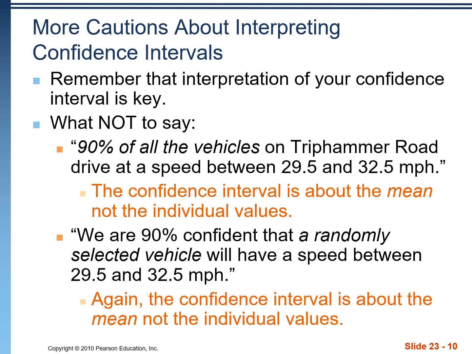Now that last sentence is the most important part, and I want to make sure that we have clear as to what we're not supposed to write. So we're not supposed to write something like 90% of all the vehicles driving on Trip Emma Road drive at a speed between 29.5 and 32.5. Confidence intervals are about average speeds, mean speeds, not about individual values. Okay, so we're not saying anything about all cars. We're saying something about the average of all cars. Okay, another thing not to say, we are 90% confident that a randomly selected vehicle will have a speed between those two values. Okay, again, it's about the mean, not individual cars.